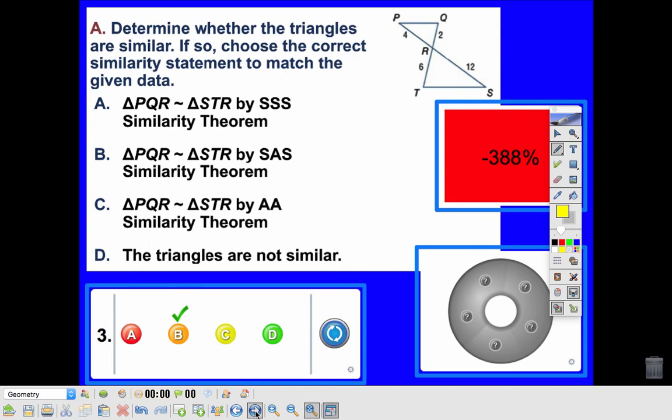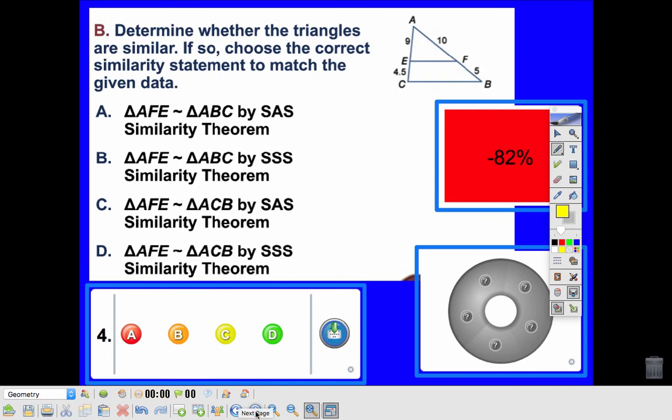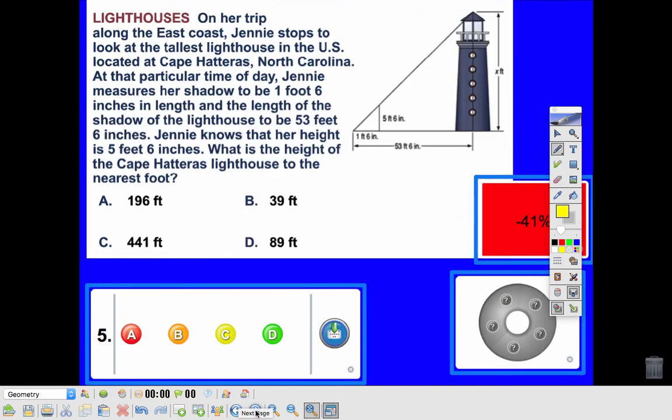Go ahead. B, should have gotten B. Give this one a try. Okay, for this one, we should have gotten A.